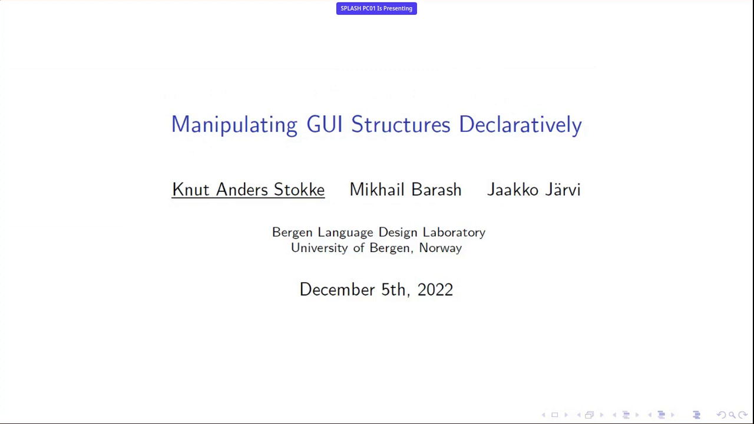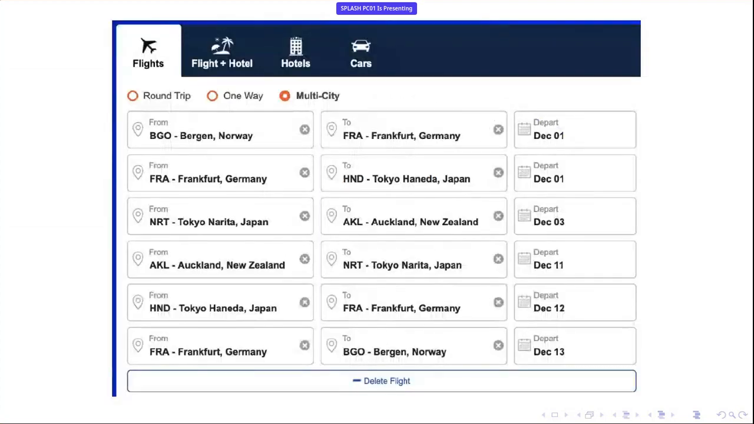Hello everyone. I'm Knut Anders. I am a PhD student at the University of Bergen, and I'm presenting some joint work with Mikhail Balash and Jaakko Järvi. We are at a research group which explores new ways to develop complicated behaviors in graphical user interfaces.